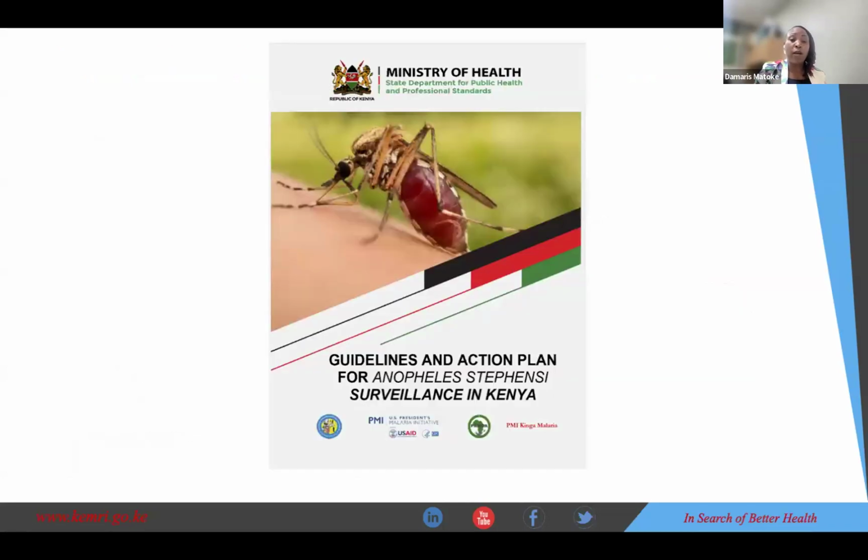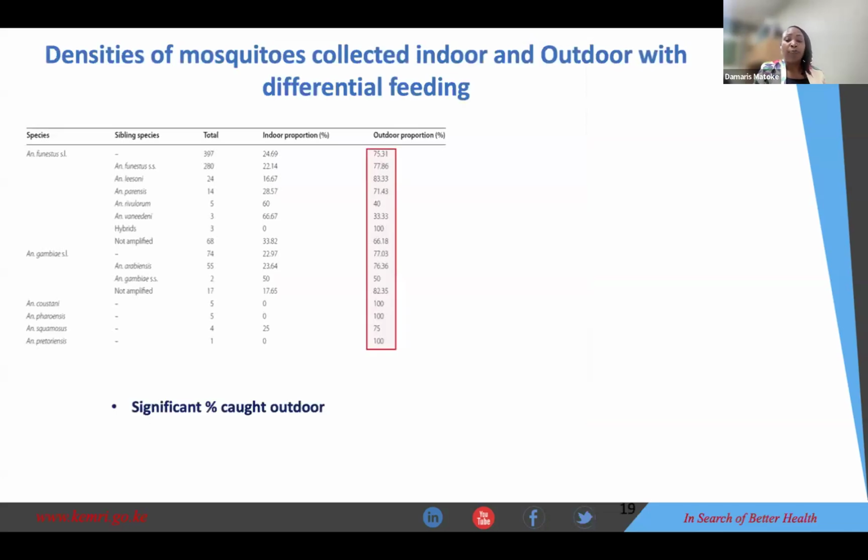Through that, we were able to develop an Anopheles stephensi guideline, because we noted that the vector was spreading in the country. The guideline was developed to identify how we tackle the species, what control measures can be put in place, and how we respond to it. So I will stop talking about stephensi because Eric is going to talk more about it.